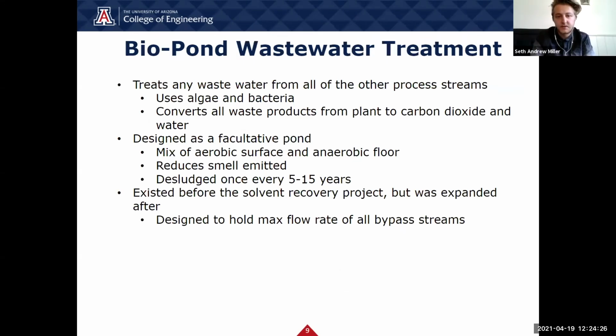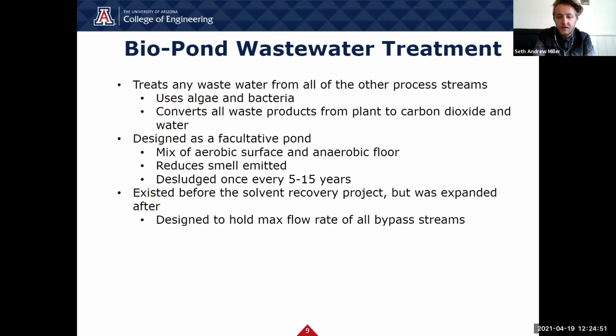Thanks, Thomas. I will now go over the biopond and finish up with project economics. The biopond acts as the final facet of the process where all the process streams end. Each previous process has at least one stream that ends in the biopond, which is either a liquid product stream or a bypass stream. The biopond utilizes a mixture of algae and bacteria to convert the acetaldehyde and methanol into carbon dioxide and water, and will be designed as a facultative pond.